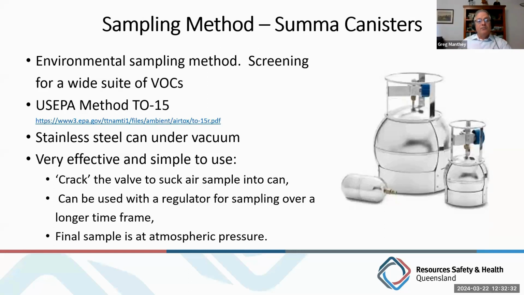The fourth type of sampling method that we used were the Summa canisters for volatile organics. They're an environmental sampling method, looks for a very wide range of VOCs using the US EPA analysis method. And essentially it's a stainless steel can under vacuum, very simple to use, crack the valve, it sucks the sample into the can. You can use a regulator if you want to sample over a period of time, but the Summa cans were very easy to use, and there'll be a picture of one of those being sampled shortly.